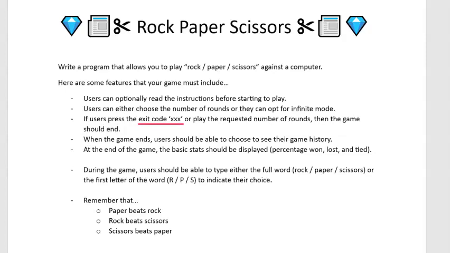This does mean that we need to have an exit code so that if they are in infinite mode, they can end the game. Once the game is over, once again, they'll be allowed to see their game history if they want, and we also intend on showing them some basic statistics.